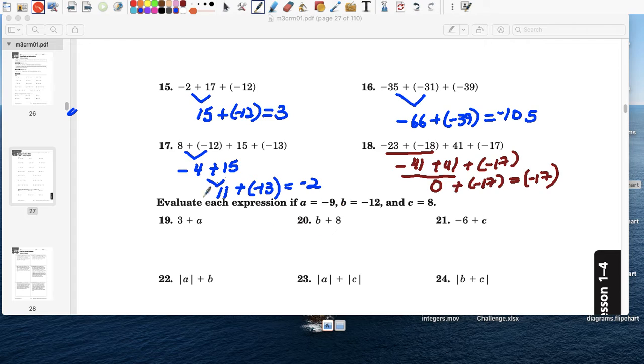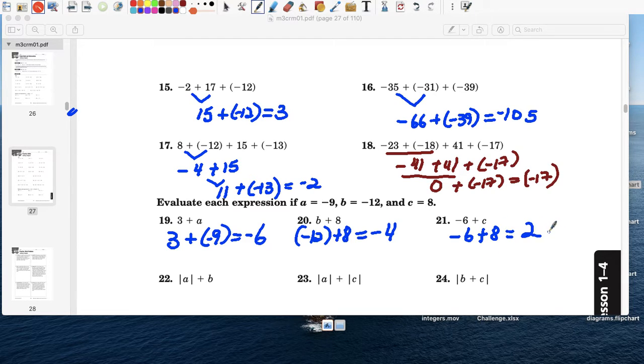This one we have to substitute. So 3 plus, and what's A? A is negative 9. So let me change A for negative 9. Who wins? The negatives. Negative 6. B. B is negative 12. So negative 12, let me put in parentheses, plus 8. Friends? No. So negative 4. Negative 6 plus C. What is C? C is 8. ¿Quién gana? That's positives. So just 2.